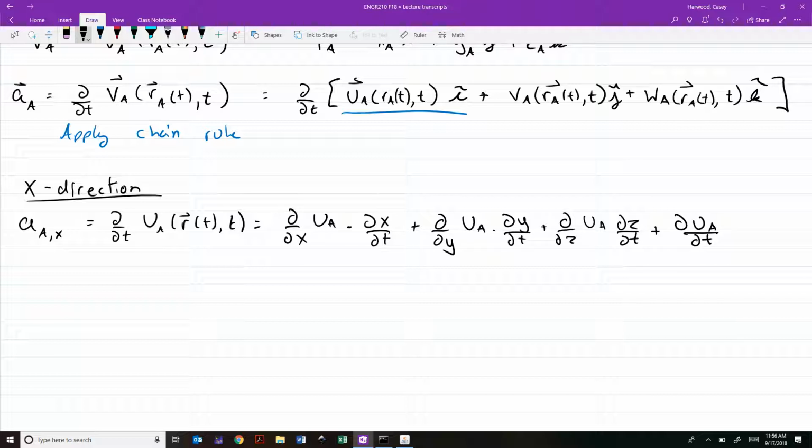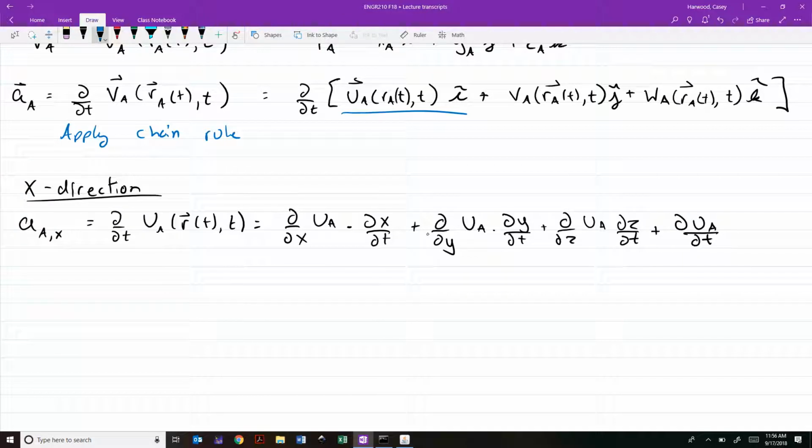Alright, so because r itself involves the x, the y, and the z coordinates of particle A, we're applying the chain rule to r. We're saying that the time rate of change of u is equal to the rate of change with x of u times the time rate of change of x. And we're doing this with x, with y, with z, and then finally, because u is also a function of time itself, take the time rate of change of it itself.